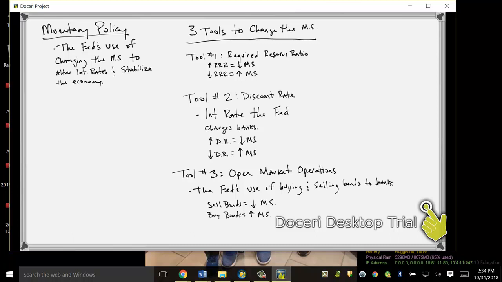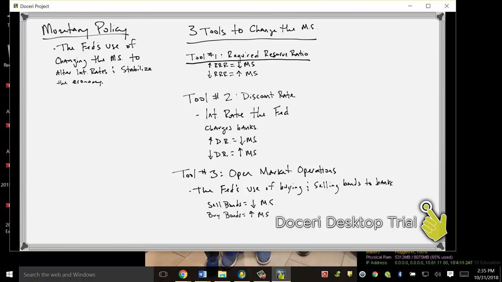So tool one is the required reserve ratio. And so the Federal Reserve can change that required reserve ratio to change how much banks have to hold on to. Or you could say to change how much banks have available in their excess reserves. So just remember that when banks hold on to more or less, their excess reserves are going to change, which either increases or limits their ability to loan money out. And by loaning money out, we're either increasing, or when we don't loan it out, we're decreasing the money supply. Okay, so that's tool number one.